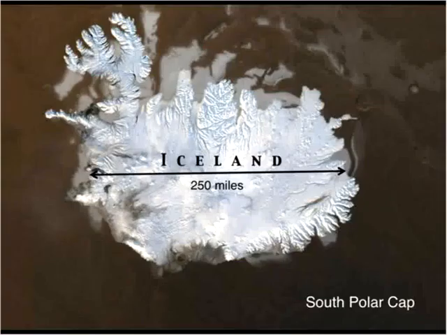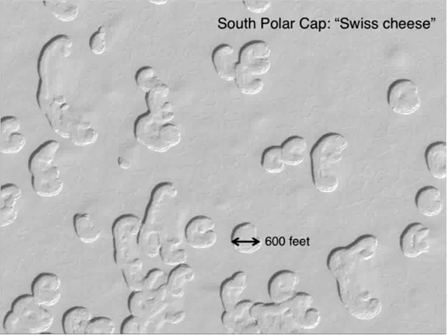And just for a sense of scale, although it's smaller, it's still a very large feature. And coincidentally, it's about the size of Iceland here on Earth. And I couldn't resist including this just for that comparison. But what's very unusual about these caps is, in this case, the South Polar Cap has these very strange pits that form. We call them Swiss cheese for obvious reasons, and you can also see some vague little features. We call them polygonal terrain.